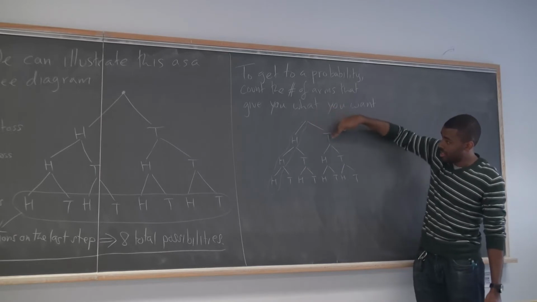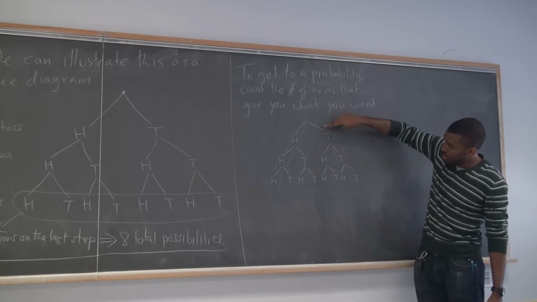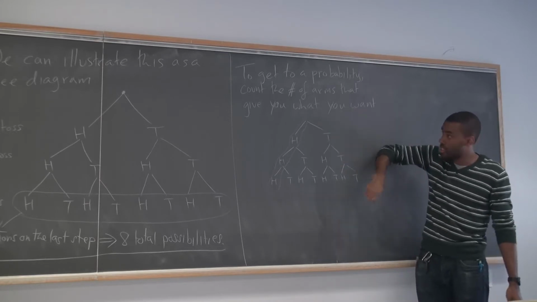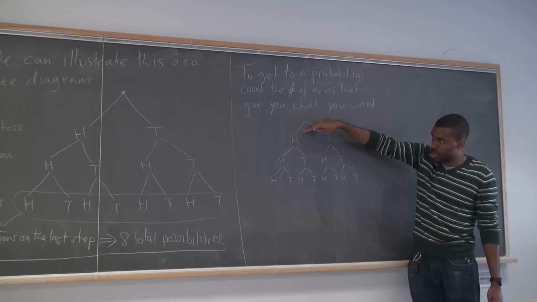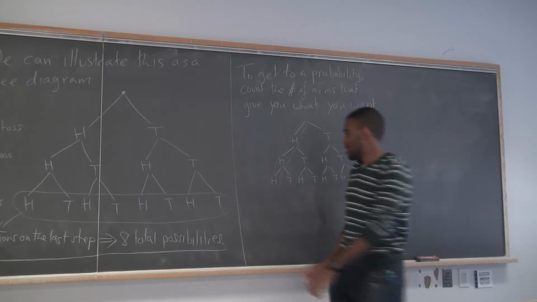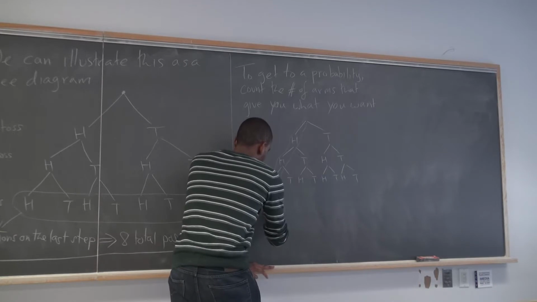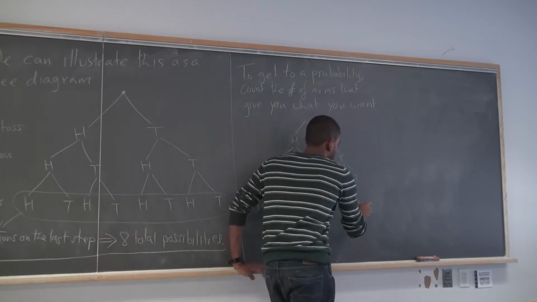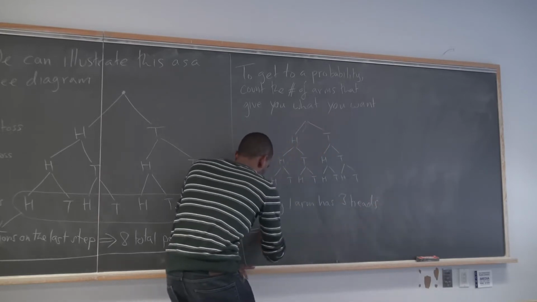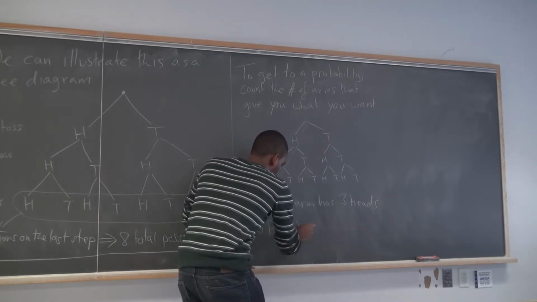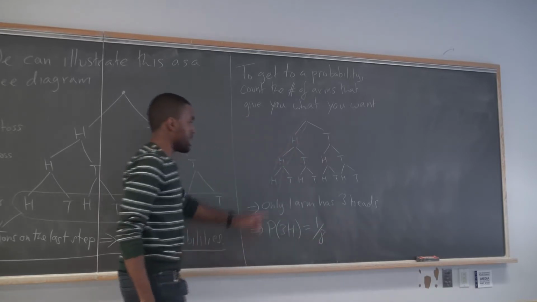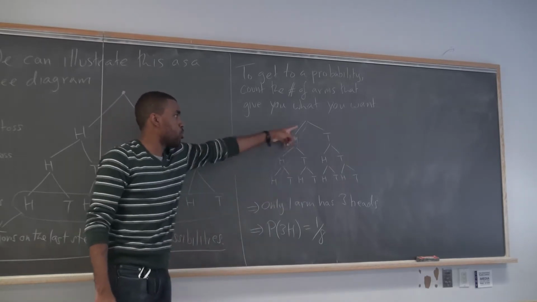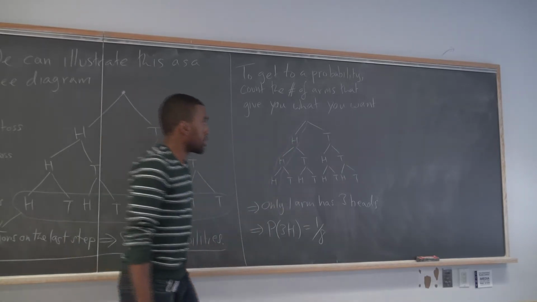Here you only have 1 head. Here you only have 2. If you run along here, you only have 1. Here you only have 1. Here you have none. There's only 1 arm that gives you what you want. There's only 1 arm that has 3 heads on it. So there are 8 total possibilities because there are 8 things on the last stage. And there's only 1 arm that gives you what you want.